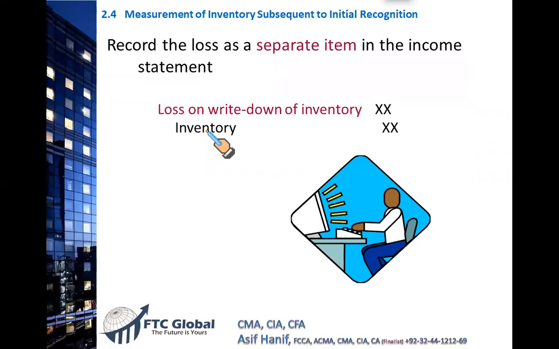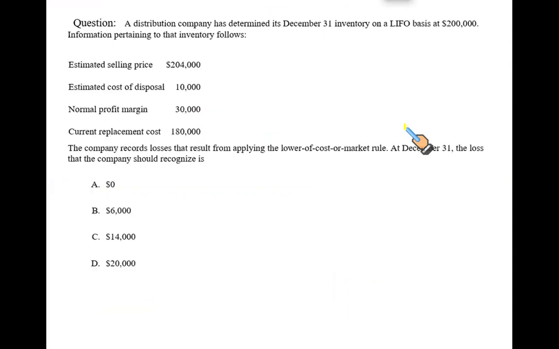So gentlemen, this is how you write down your inventory. You debit the loss on write down inventory and you credit your inventory. The entry is the same whether you use IFRS or US GAAP. The difference is that US GAAP does not allow reversal. IFRS does, and the reversal should not be more than the previous write-off.